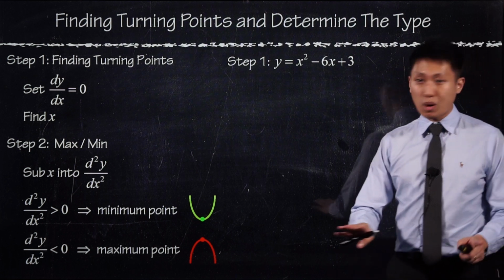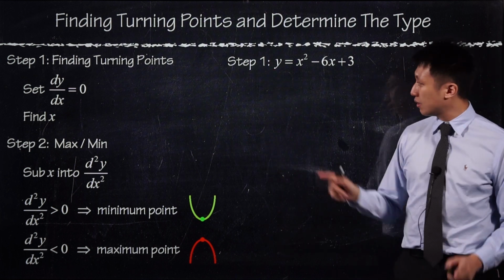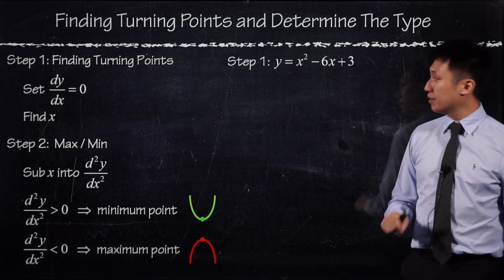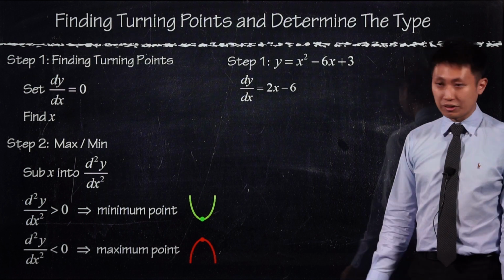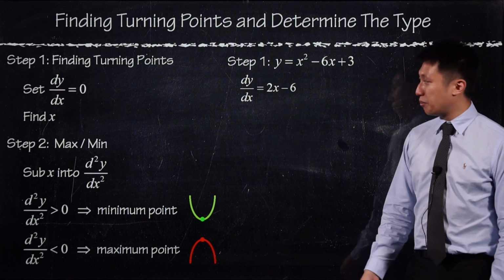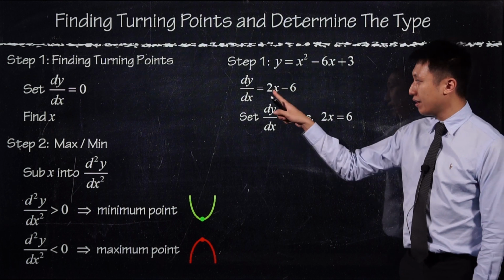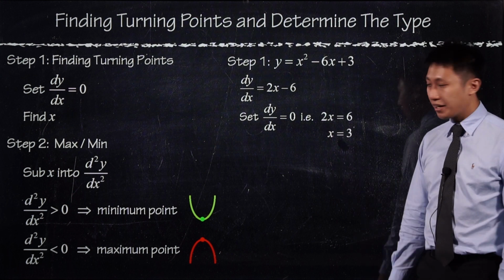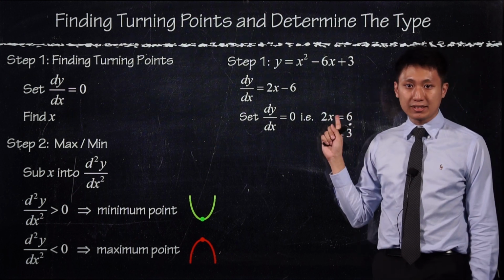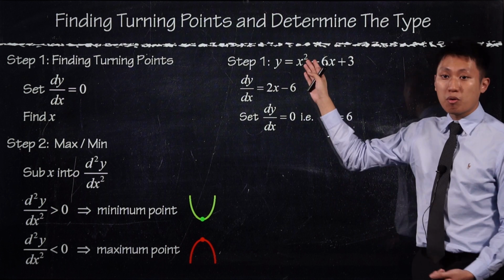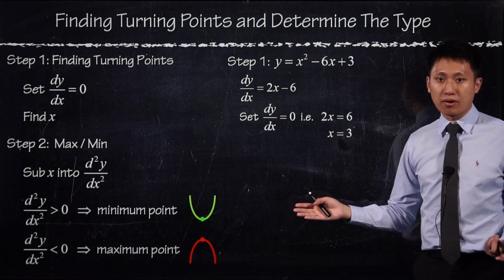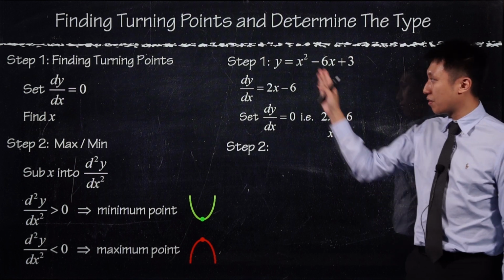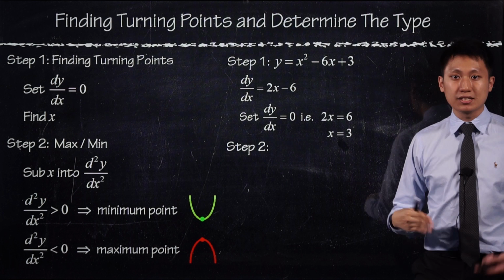So I give you one example here to show you what's happening. y is equal to x² minus 6x plus 3. Then dy/dx is 2x minus 6. You set it equal to 0. So 2x minus 6 is equal to 0, 2x is equal to 6, x is equal to 3. You only find one point in this case. For higher power ones, you may be able to find more and more x. So from step 1, you can say that x equals 3 is a turning point.